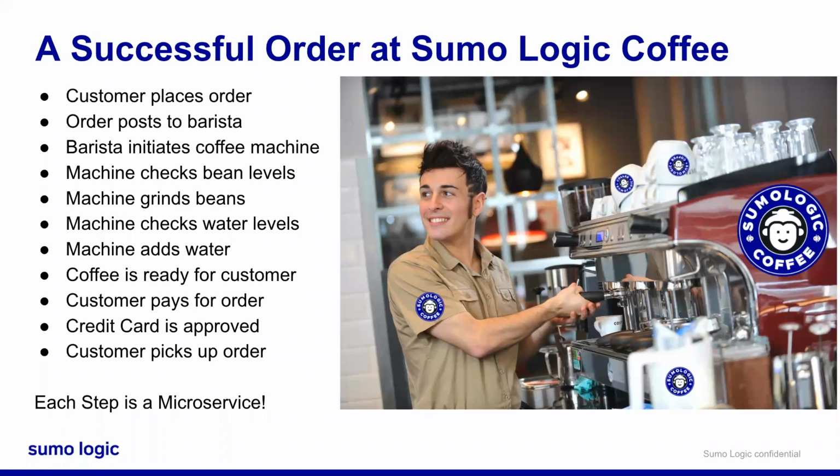coffee order. Now, in this case, we're going to use an app, but the order is going to post to our barista. Our barista here is going to start the coffee machine. Coffee machine is going to do most of the heavy work in that it's going to make sure it has proper ingredients. It's going to check that it has the right amount of beans. If it does, it's going to grind those beans and start to get that cup of coffee.